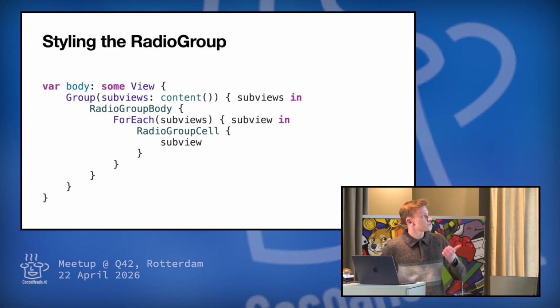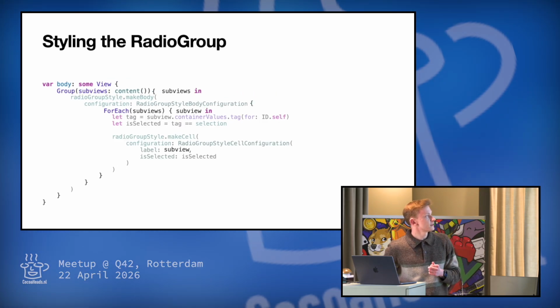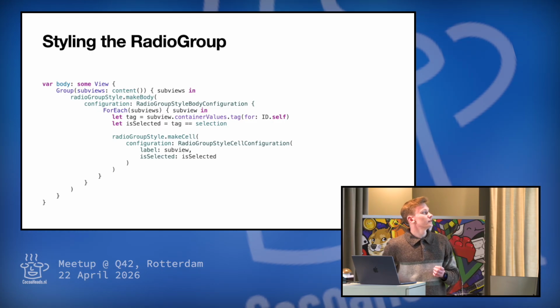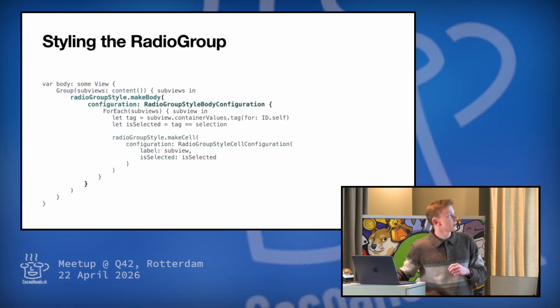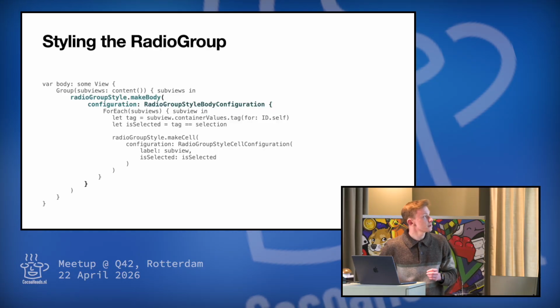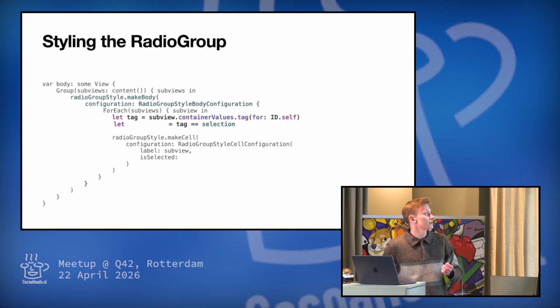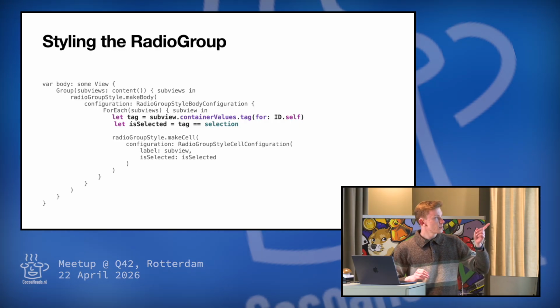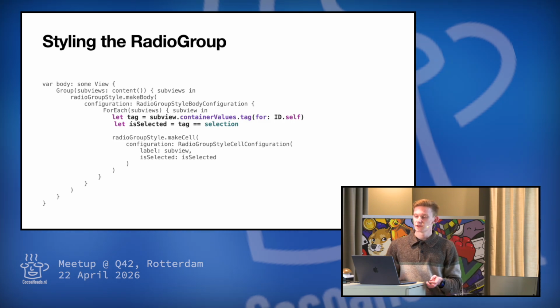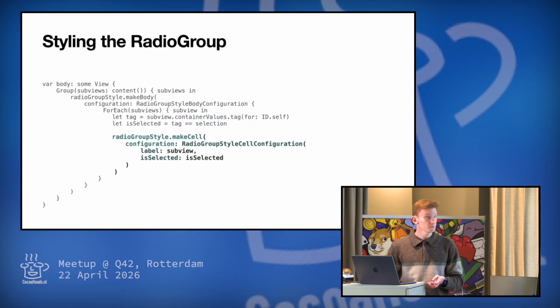And I'm going to go from this to this. So I start by making the body from the group style, and it takes the view produced below with the for each. Now, because I have access to container values, I can find the tag like this to determine which cell is the selected one, and use that to produce the cells.